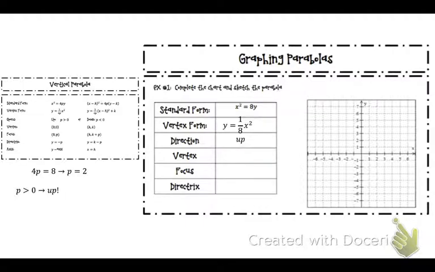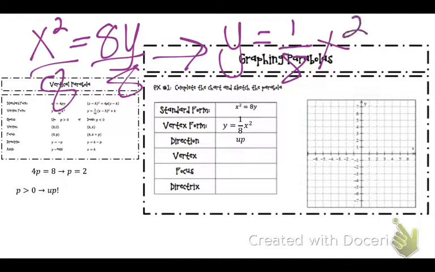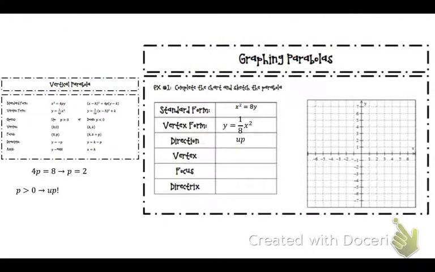On that vertex form, I kind of skipped that. So set x squared equal to 8y. Vertex form just means that you have the y on the right side. So I'm going to divide by 8, and you get y equals 1/8 x squared. Now my vertex, there's no pluses or minuses here, so it's just 0, 0. My focus is 0, 2, because my p-value is 2, and this opens up, so it's going to be on my y-axis, so that's 0, 2. The directrix is just opposite of that, so y equals -2.